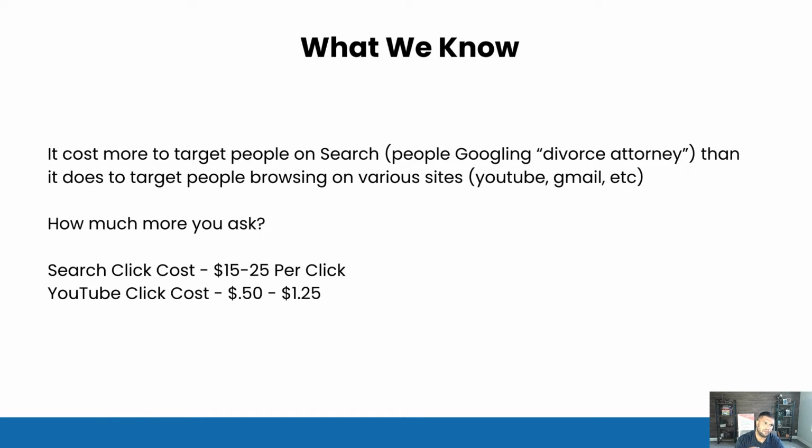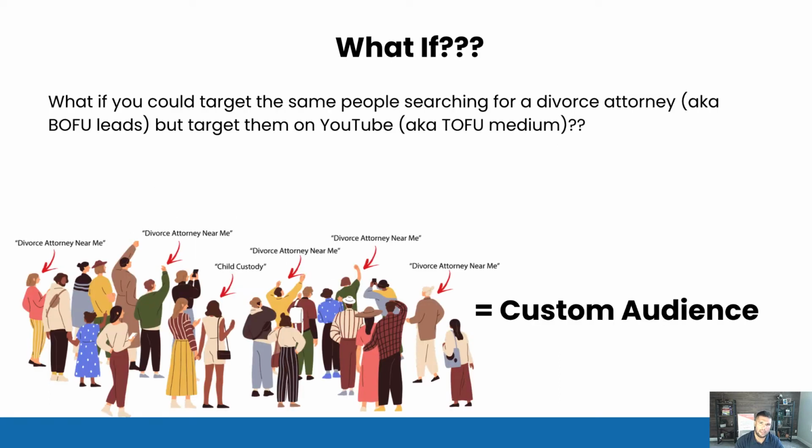How much more does it cost? So to give you an idea, for divorce attorneys, the average search click can be anywhere between $15 to $25. In some cases, it can be more. So that means every time someone clicks your ad, it costs you $15. Now on YouTube, every time someone decides to click your ad, it can cost you 50 cents to $1.25, which is significantly cheaper. All right, so you can see the difference in the cost between the networks. So what if you could target the same people searching for a divorce attorney, aka a bottom of funnel lead, but you're targeting them on YouTube, aka a top of funnel medium?